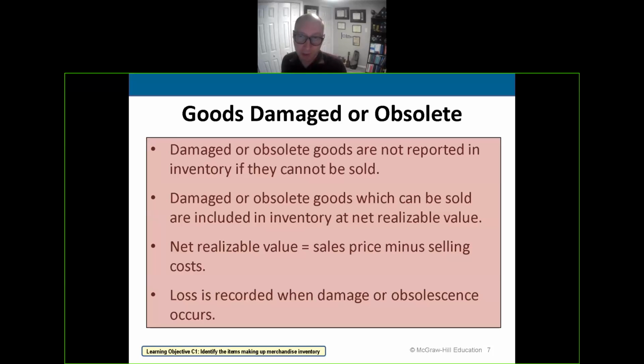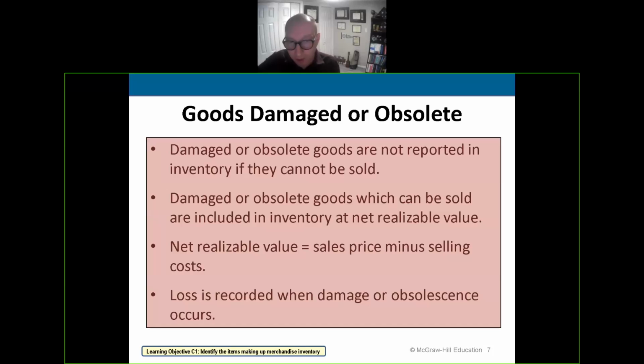The same can be said with something that's obsolete. I can still sell the iPhone 11, but I'm going to sell it at a lower cost than the iPhone 12 because the iPhone 11 is obsolete. Still works just fine. Still works like it's brand new because it is, but it's obsolete. So I'll sell it at its net realizable value. The net realizable value is the sales price minus the cost to sell that product.